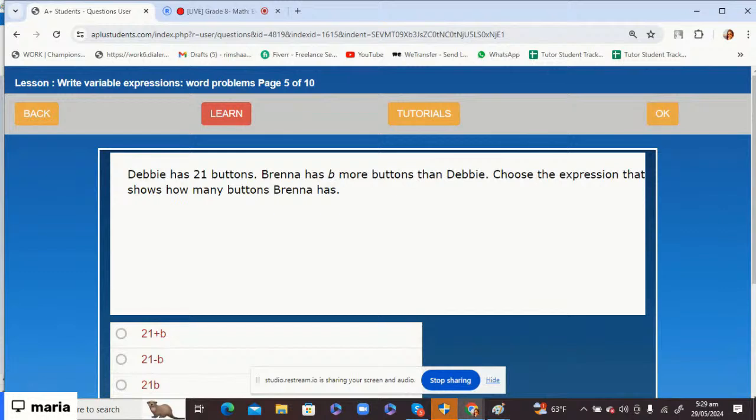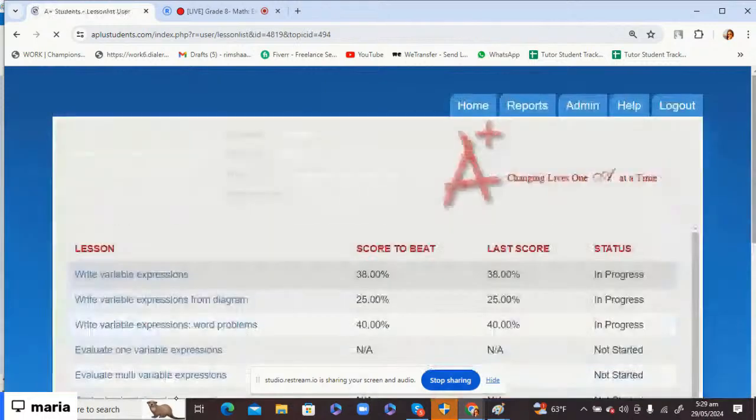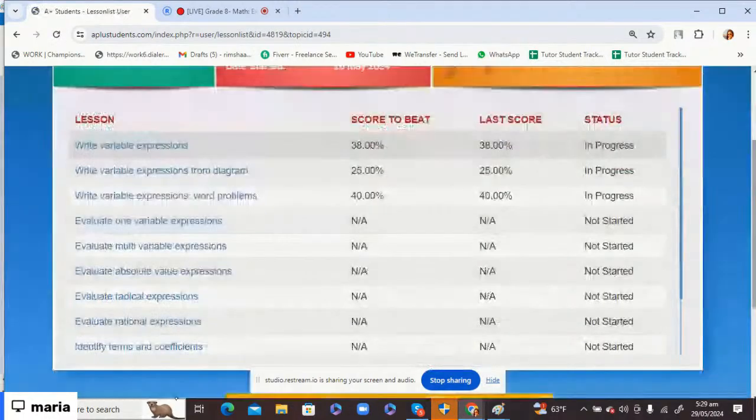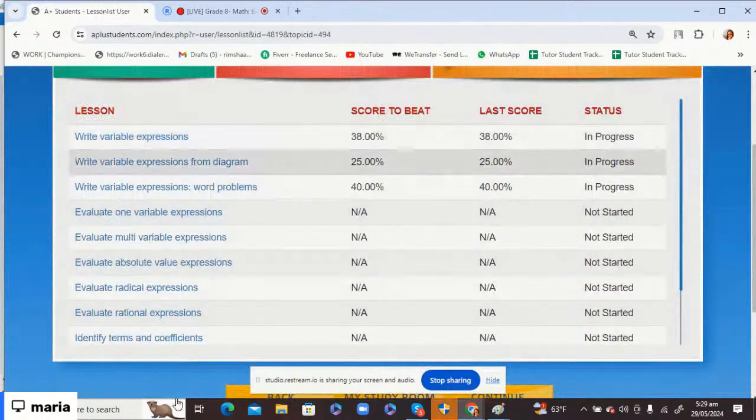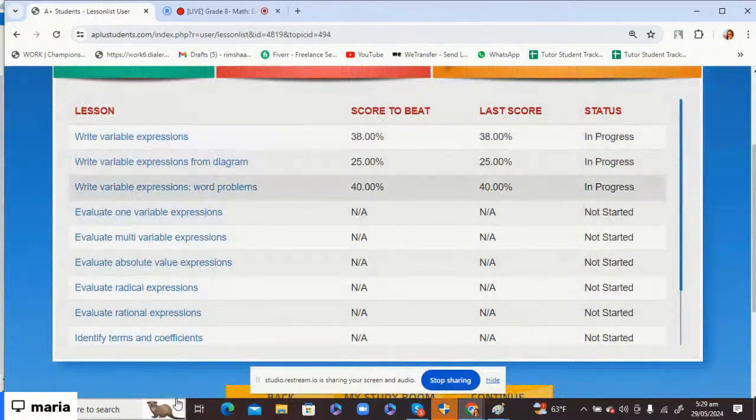Now I hope you guys understand this lesson as well. So we covered the first lesson, write variable expressions, then the second lesson, write variable expressions from the diagram, then the third lesson, write variable expressions word problems. Now we are going to discuss evaluating one variable expressions.